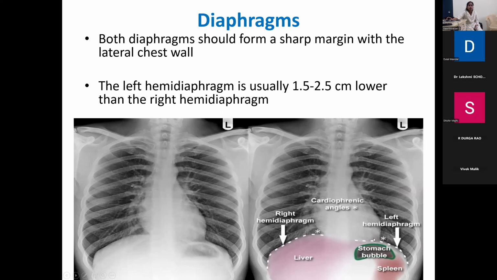This is the right hemidiaphragm and this is the left hemidiaphragm. The right hemidiaphragm is usually 1.5 to 2.5 centimeter higher, as we have already read, because of the presence of the liver. But now the finding is that the left hemidiaphragm is 1.5 to 2.5 centimeter lower because of the presence of the heart. It is not the liver that pushes the diaphragm upwards, but the heart, because two-thirds of the heart lies on the left side and pushes the left hemidiaphragm downwards. This is how they teach you in AIIMS.